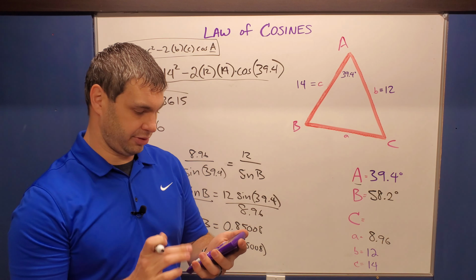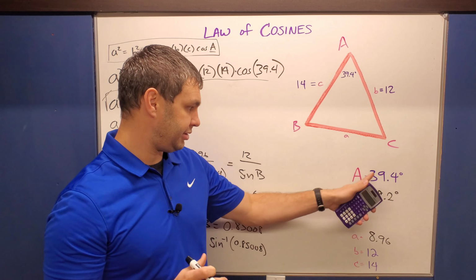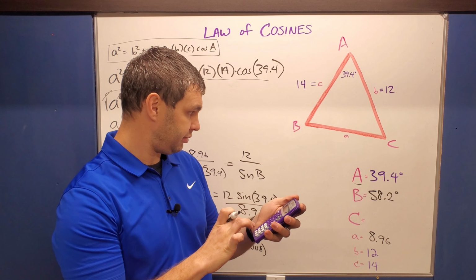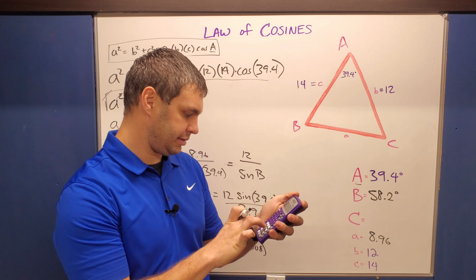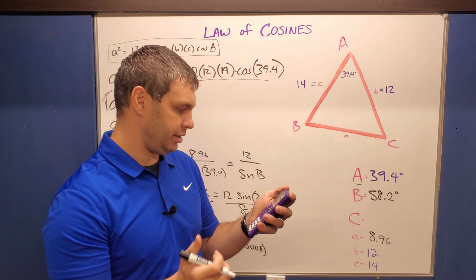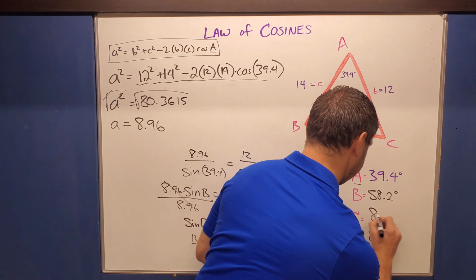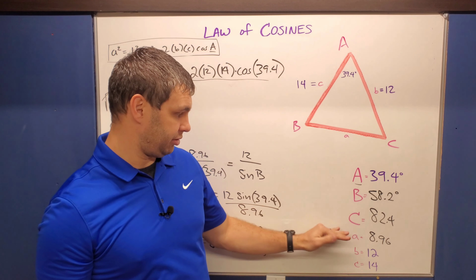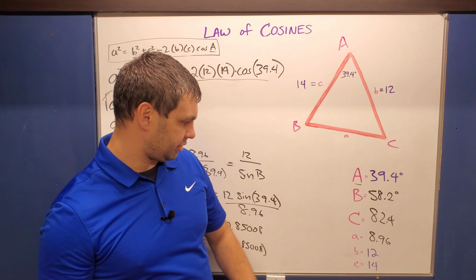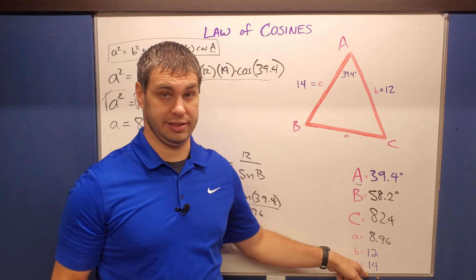Then to find C, I can just take 180 minus those other two, minus 39.4, minus 58.2, and that's going to give me 82.4. Always double check that your largest angle, which is C, is across from the largest side. And it is. All right, let's try one more.